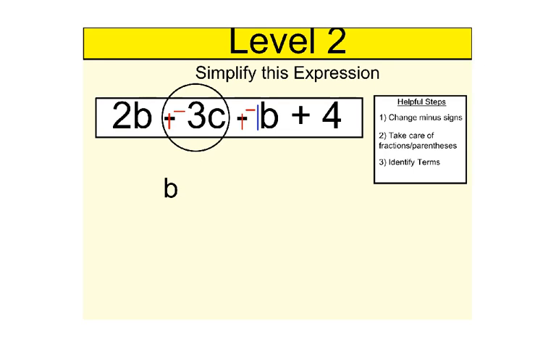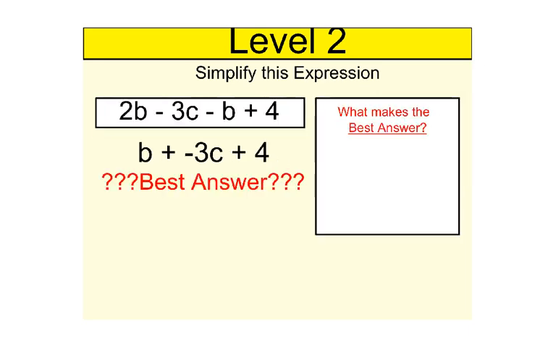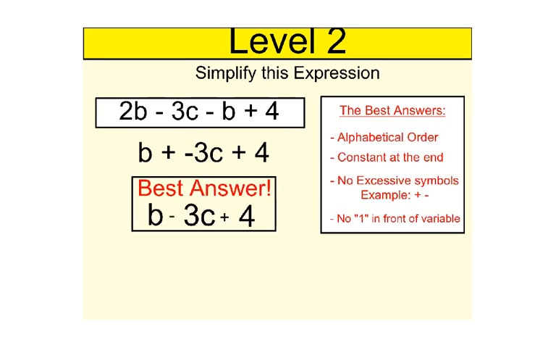Now I'm going to find my c's. So there is a plus a negative 3c, and I don't see any more c's, so I'm just going to bring it down. Okay, after that, I found my constant there. There's a 4. I don't see any more constants, so guess what? I'm just going to write it down. So now I'm going to say, hey, is this the best answer? What makes the best answer?